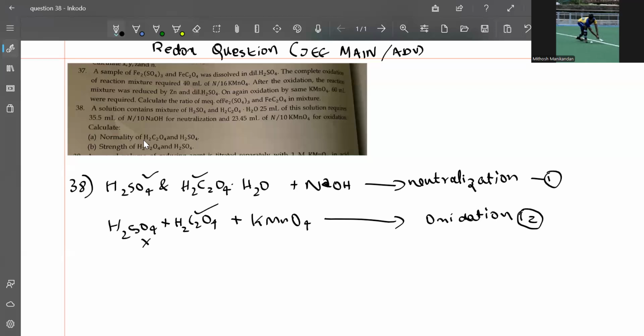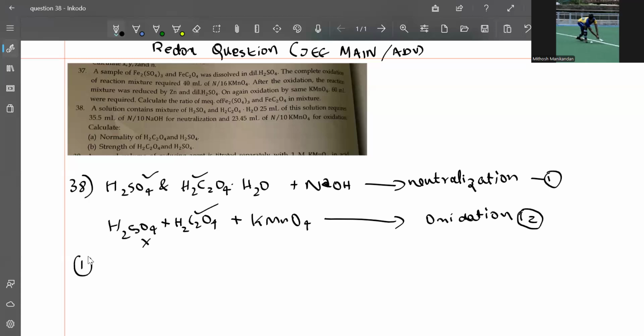And we need to find out the normality of H2C2O4 and H2SO4, and the strength of H2C2O4 and H2SO4. By strength, we can express it in mass percentage. We can't do it in volume because we don't have the density. So we'll do it in mass percentage. Or we can do mass per volume, because the total volume is given and the mass we can find out.